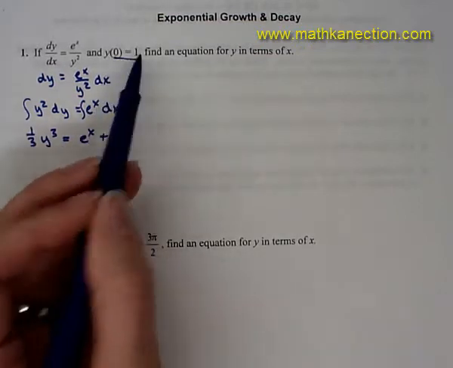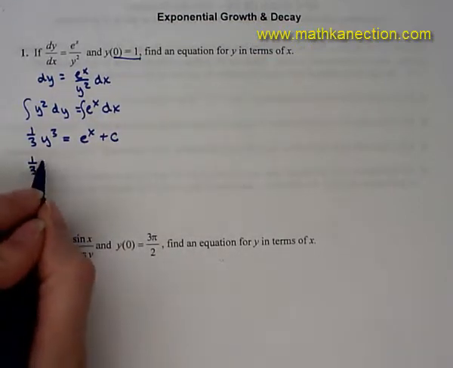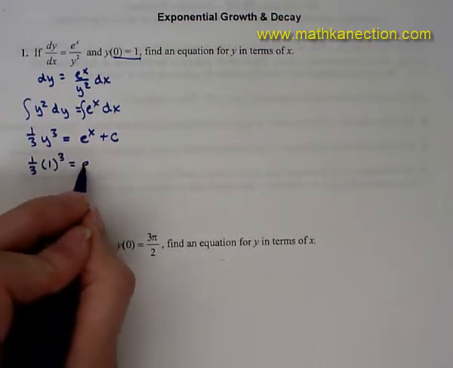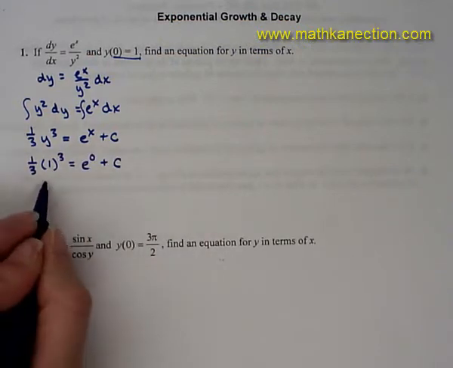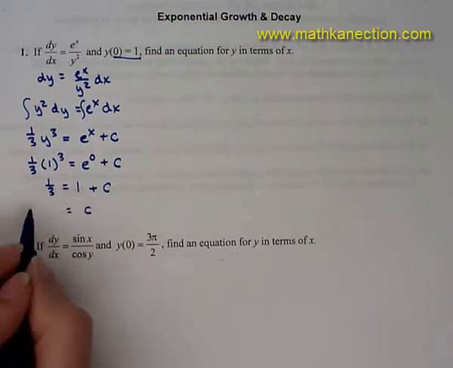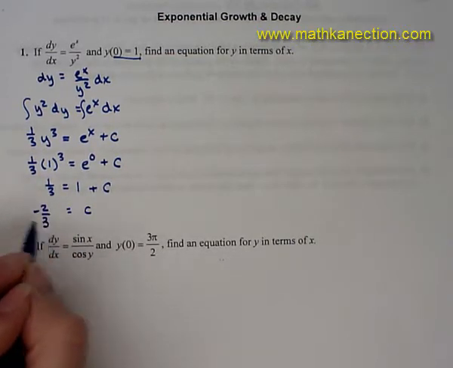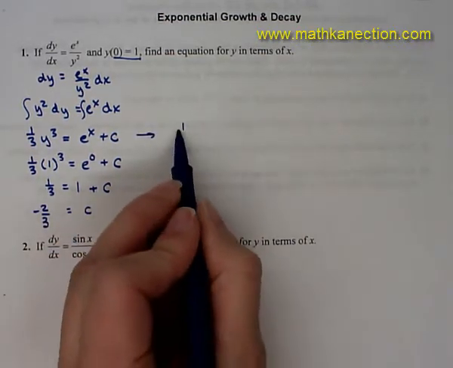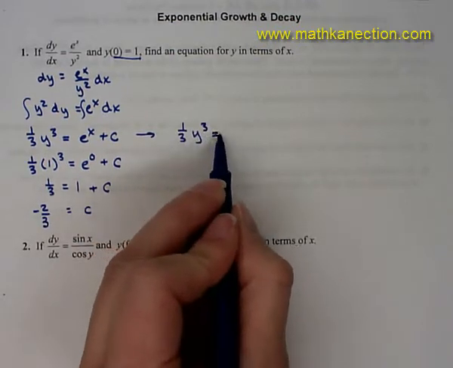Replace in the initial condition: 1/3 times 1 to the third is equal to e to the 0 plus c. So 1/3 is equal to 1 plus c. The value of c is equal to negative 2/3. So we have 1/3 y to the third is equal to e to the x minus 2/3.